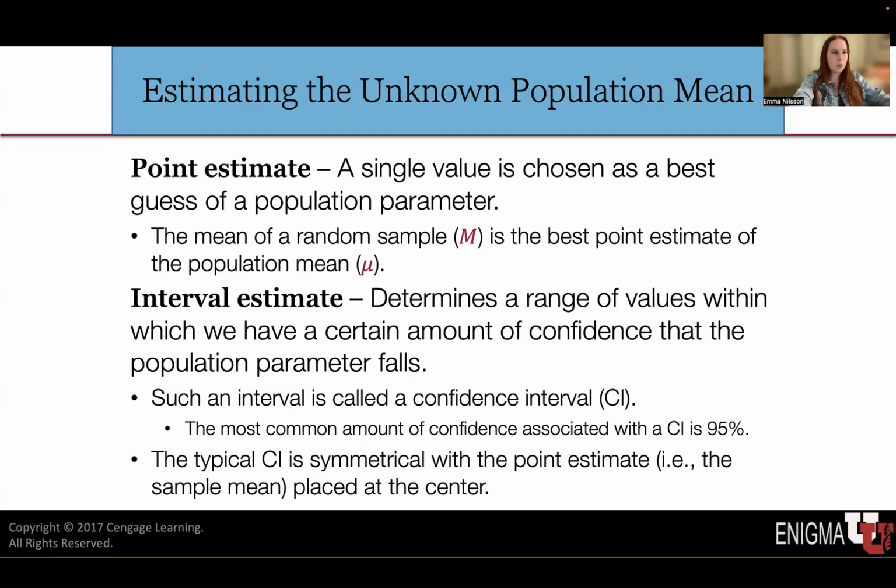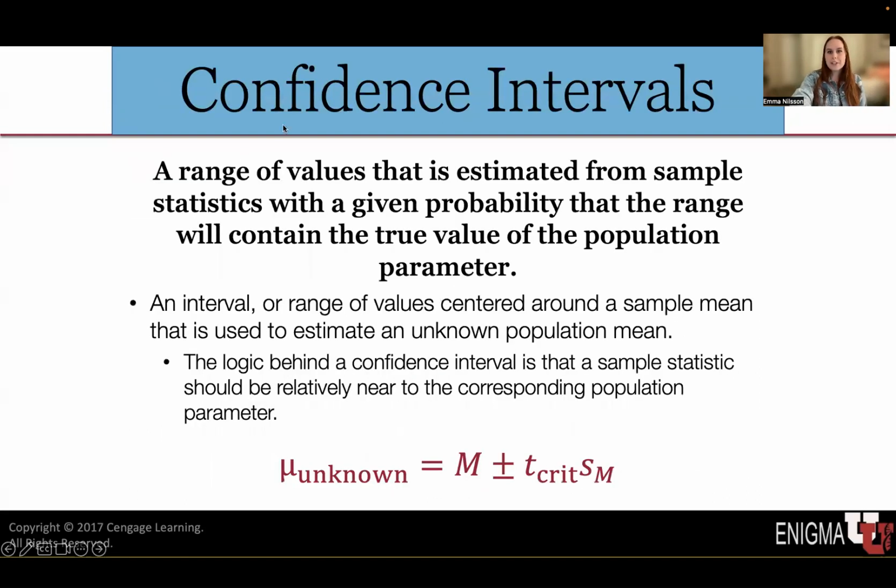So let's look into how we are actually going to use this. A confidence interval, as a review from the last lecture, is a range of values that we estimate from our sample statistics, with a given probability that the range we establish will contain the true value of the population parameter, usually the population mean. That's what it says here: an interval or range of values centered around a sample mean that is used to estimate an unknown population mean. We talked in our last lecture about what a confidence interval is. We defined it, we introduced it.